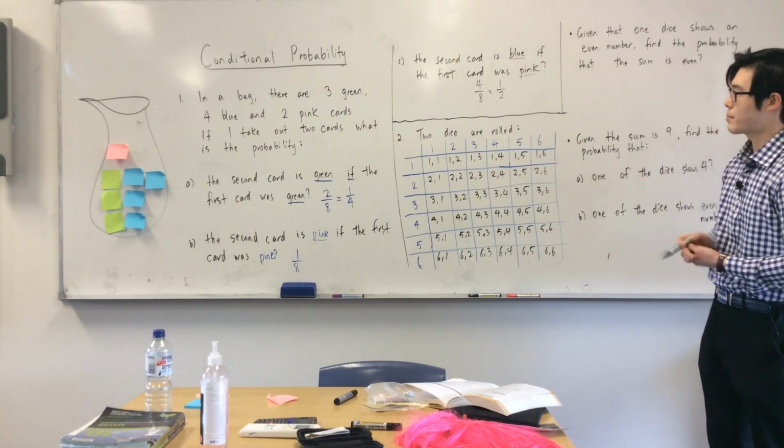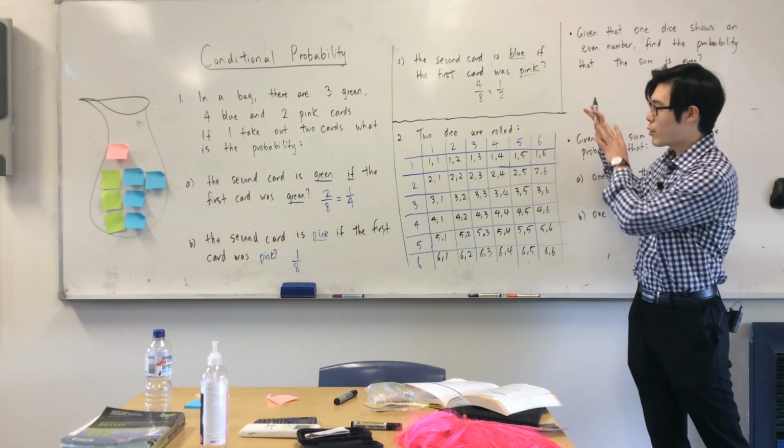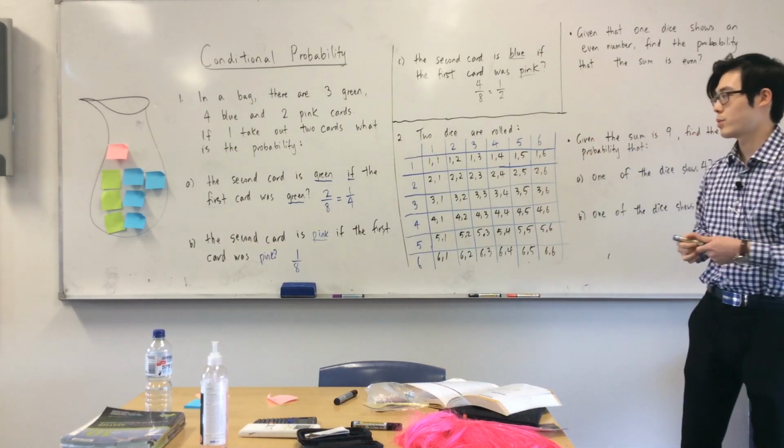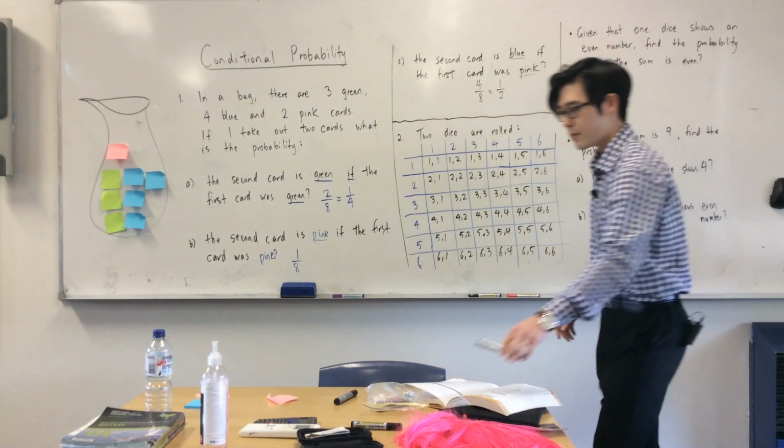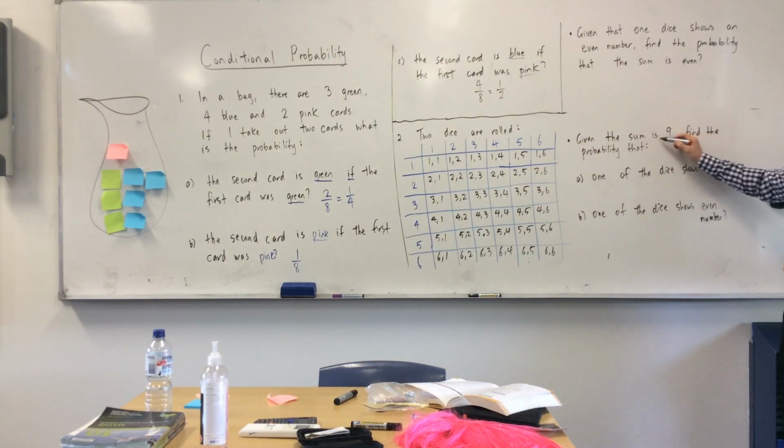All right, same concept here. 2 dice are rolled. I've written all the possible outcomes that we did last time. Given that the sum is 9, so that's the condition, find the probability that one of the dice shows a 4.